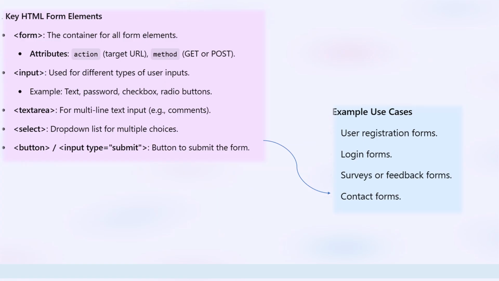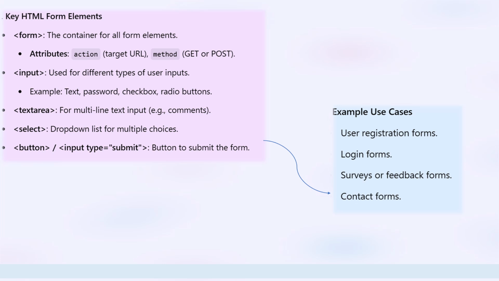Key HTML form elements. First of all, the form tag. The form tag is the container for all form elements. The attributes used within the form tag are action and method. The action attribute is the target URL where the server is located for sending data or getting the response of a form. Method is like get or post. The get method is used to retrieve data from our database, while post is used for sending or inputting data into the database.